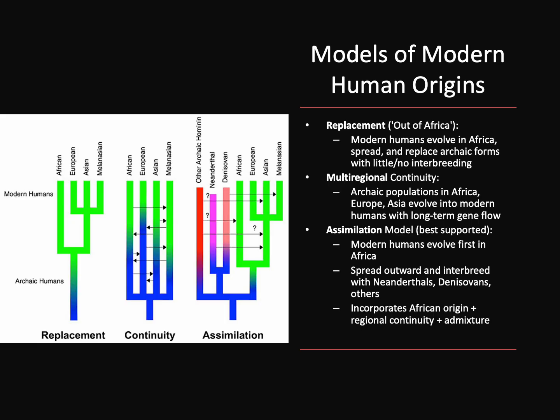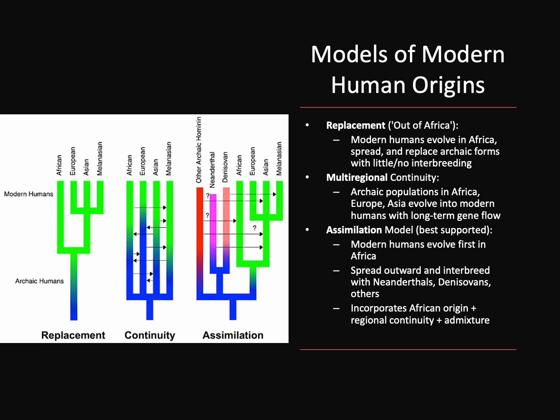So with the cast of characters and now the tool traditions laid out, we can return to the big question. How did modern Homo sapiens emerge, and what happened to everyone else? Anthropologists often frame this in terms of three main models: the replacement model, aka the out of Africa model, the multi-regional continuity model, and the assimilation model.